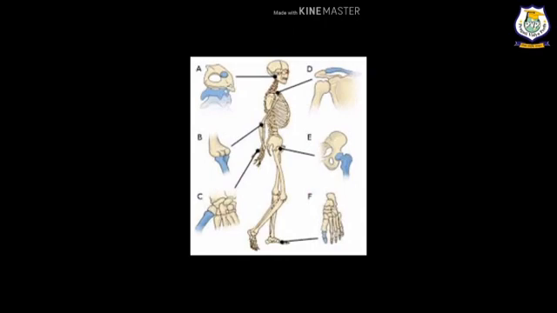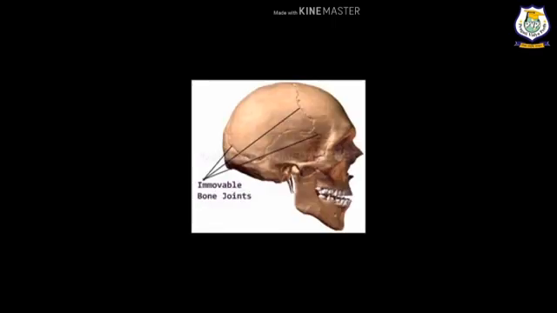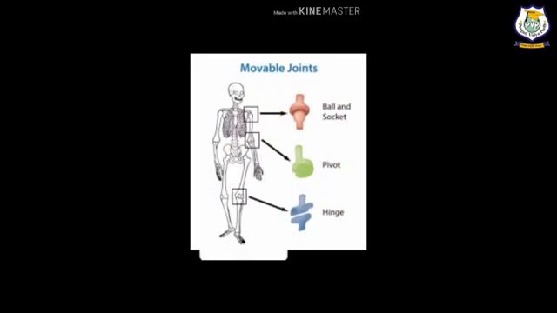Types of joints: immovable joints and movable joints. There are two types of joints: immovable joints and movable joints. Immovable joints, these joints simply connect bones. They do not allow the movement of bones. These joints are found in skull and pelvis. Movable joints. These joints allow free movement of bones. These joints are found in arms, legs, hips, shoulders and knees.